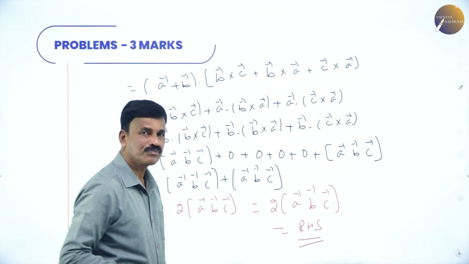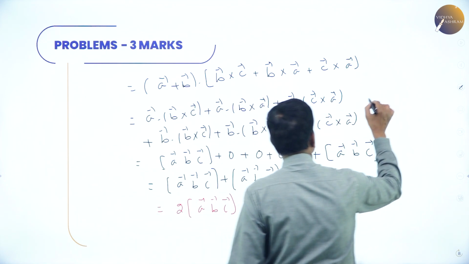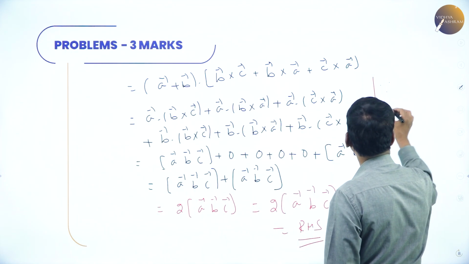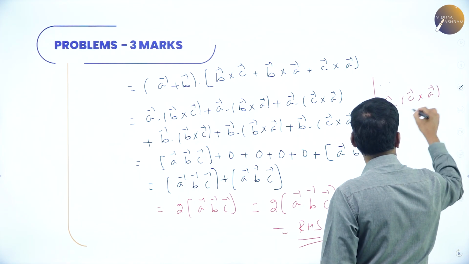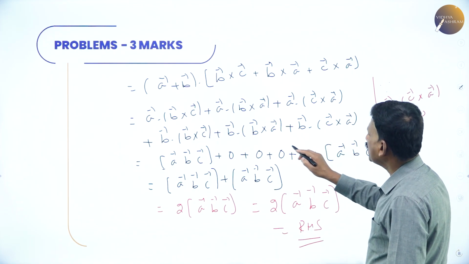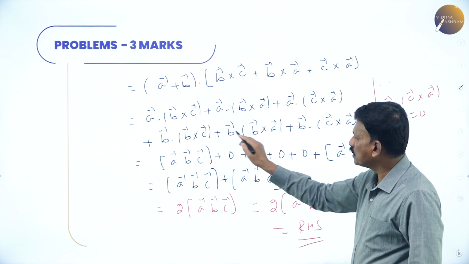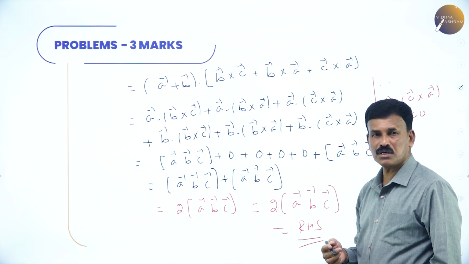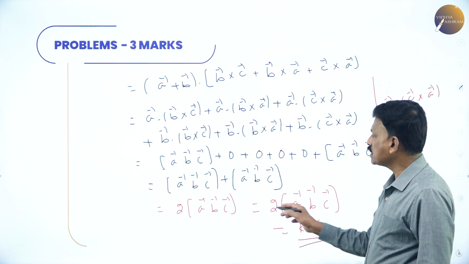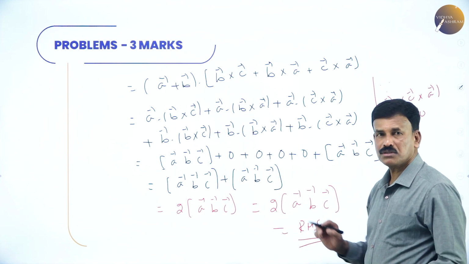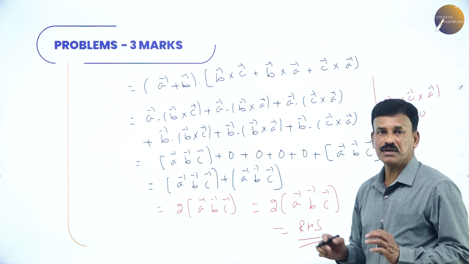Very simple. Since a dot c cross a is equal to 0, again b dot b cross a is 0, b dot b cross c is also 0, if two rows or two columns are the same, then the value is equal to 0. So the remaining are ABC plus ABC, 2 times the box product of ABC. Hope you followed. Very important problem.